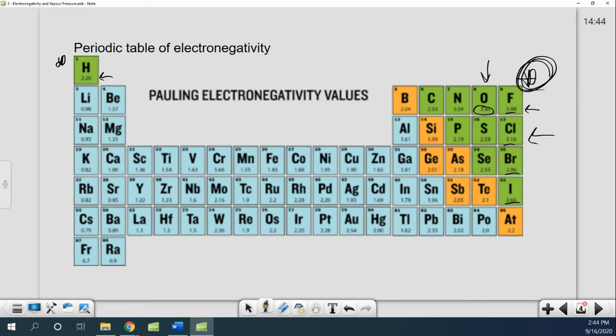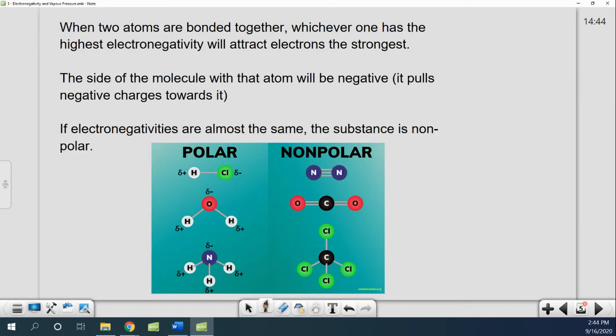If it's the metals and the non-metals, you don't have to worry about it so much because they've actually straight up stolen the electrons. So it's pretty easy to tell which side would be the negative and which would be the positive. Metals are almost always going to be your positive side, and your non-metals would almost always be your negative side because this is where all of our electronegativity is. Moving on. 2 atoms. We bond those together. Whichever one has the highest electronegativity attracts electrons the strongest.